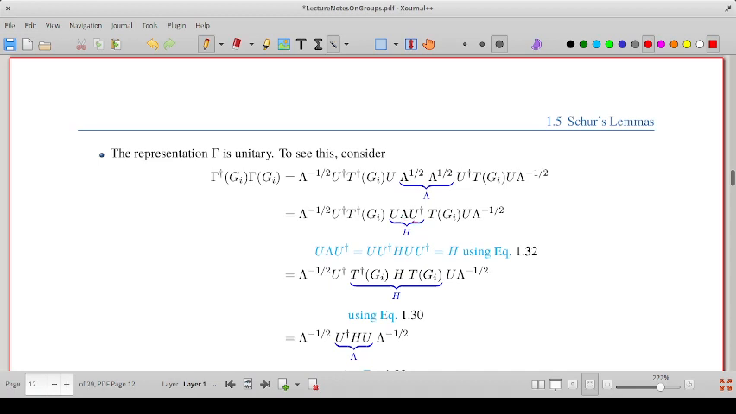Now what is U lambda U dagger? Remember, lambda was the diagonal form of H obtained by the transformation U dagger H U, and therefore U lambda U dagger is U, then for lambda I substitute U dagger H U and then U dagger. Remember, U U dagger is the identity matrix because U is unitary. So the result U lambda U dagger is H. So we have gamma lambda to the power minus half, and this U dagger, then this T dagger gi, and this is replaced by H, then this T gi, then this U and lambda to the power minus half.